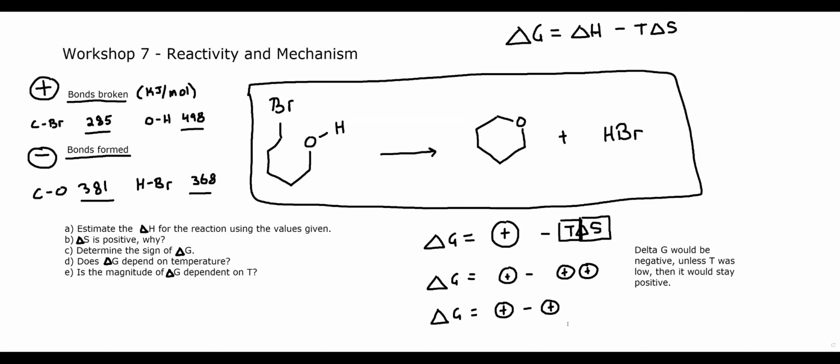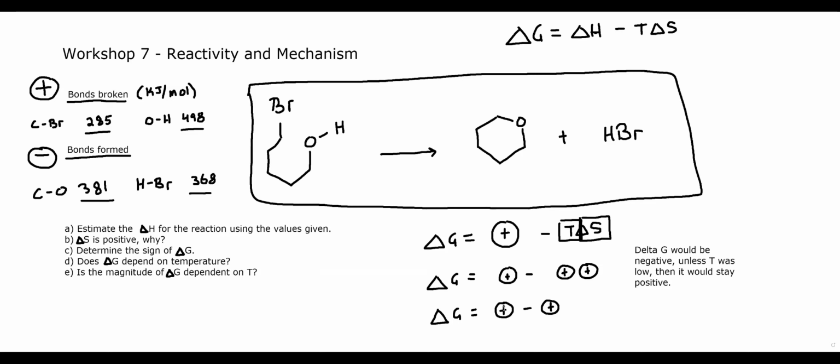So a positive minus a positive could be a negative, but a positive minus a positive could also be a positive number. At low temperatures, it's more likely that this delta G is going to stay positive because we will have a smaller number that we're subtracting. Okay? So delta G would be negative unless temperature was low. Unless temperature was a small number, then it would stay positive. Does delta G, part D here, does delta G depend on temperature? As we just discussed, yes. Delta G does depend on temperature.